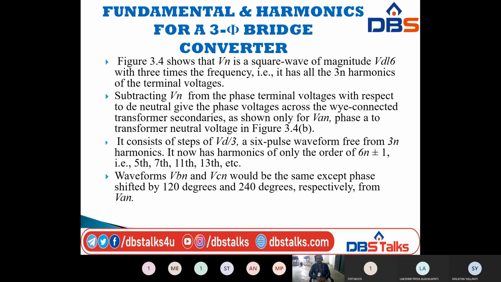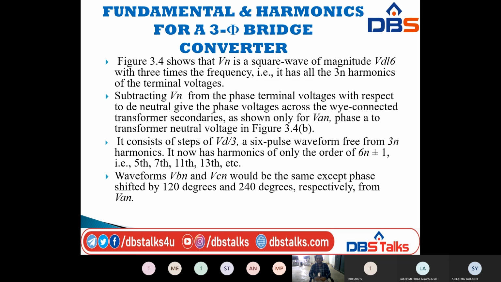Okay. So if the order of harmonics is 1, that is 6 into 1 plus or minus 1, that is 6 minus 1, that is 5, and 6 plus 1, that is 7, and 11, 13, etc. If the order of harmonics is 2, that is 6 into 2 plus or minus 1, that is 12 plus 1, that means 13, and 12 minus 1, that means 11. So like that we have the order of harmonics, that is 6n plus or minus 1.